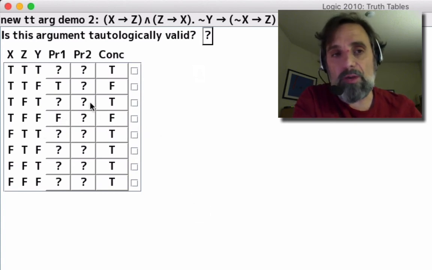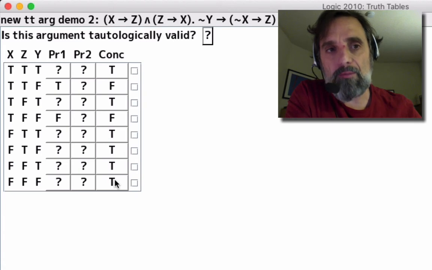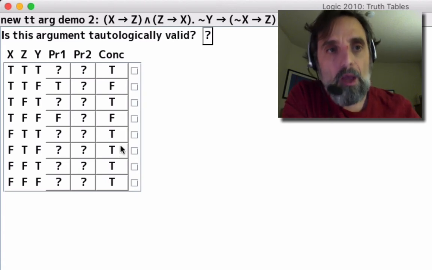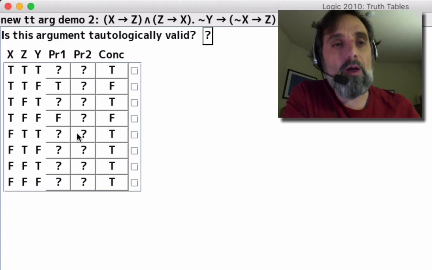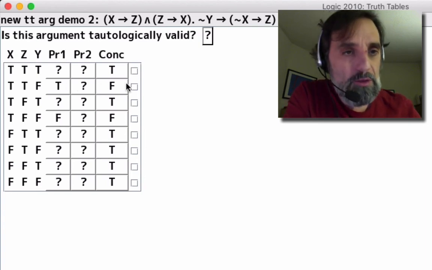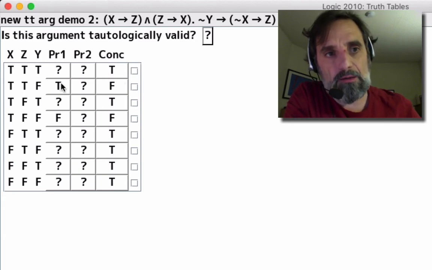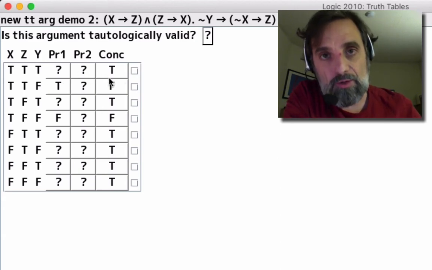So the only row we don't know about is the second row. We know the first row, the third row, and the fifth through eighth rows are all okay because they have a true conclusion. The fourth row is okay because it has a false premise. So the only row that might still be bad is the second row, because the only premise we know about is true and the conclusion we know is false.